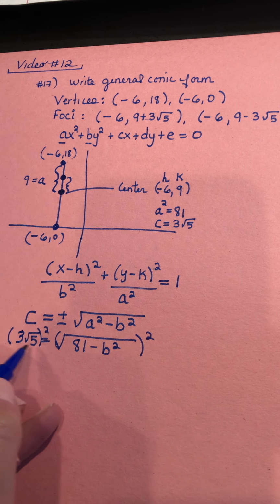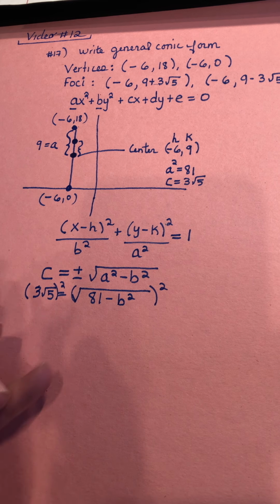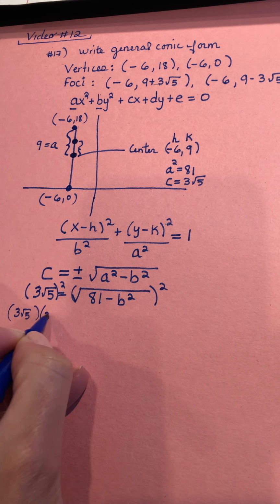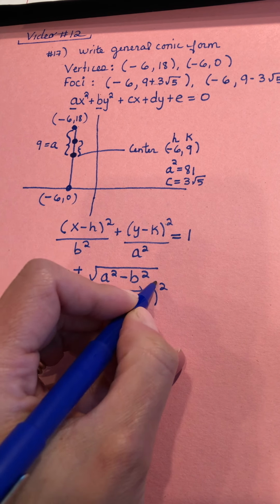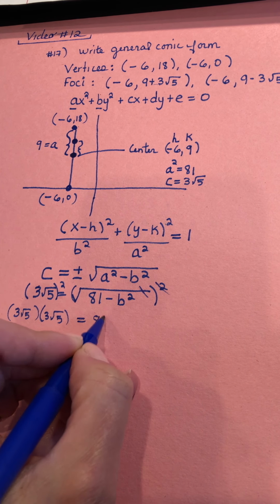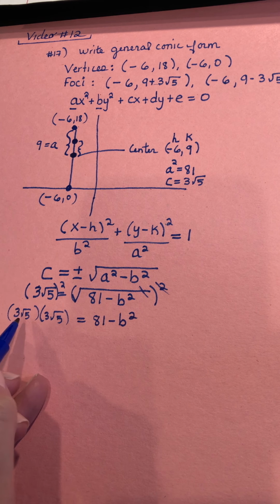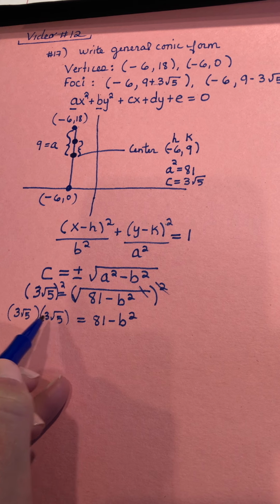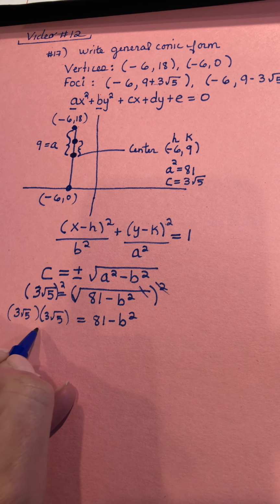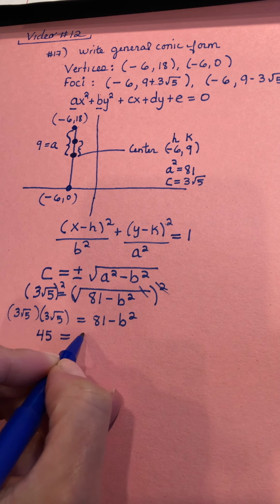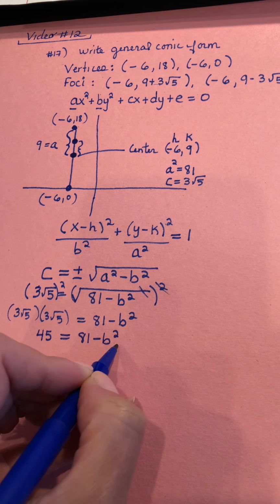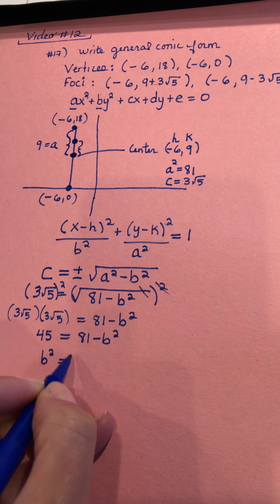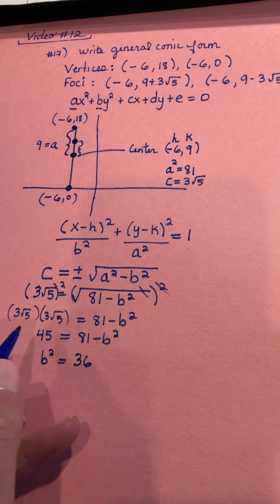And remember, squaring 3√5 squared is going to be 3√5 times 3√5. The square root undoes the squared term, leaving me with 81 minus b squared. Numbers multiply numbers, radicals multiply radicals. 3 times 3 is 9, √5 times √5 is 5, 9 times 5 is 45, equals 81 minus b squared. If I add b squared to both sides and I subtract 45, I'm going to get that b squared is equal to 36.